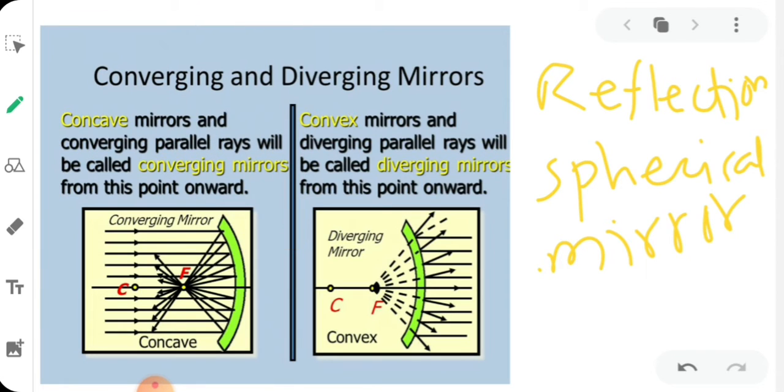Suppose this is figure A and this is figure B. The figure A which I am representing here shows the converging beam of light. This beam is used when we want to concentrate light at one place. See over here.